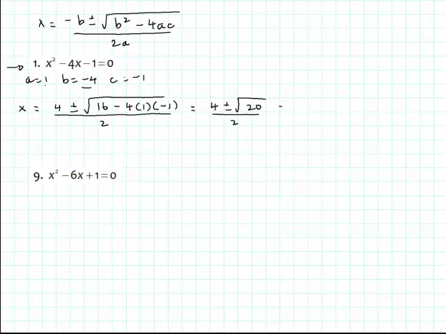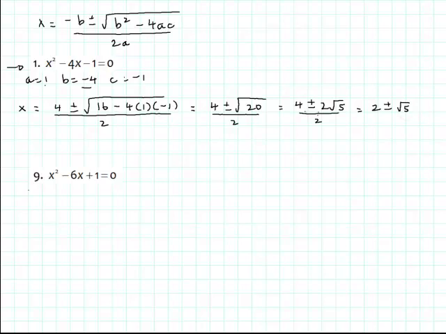The square root of 20 reduces down to 2 square roots of 5. This is what we've been practicing the last few days. And we can reduce from these three numbers right here, and we have 2 plus or minus 1 square roots of 5.